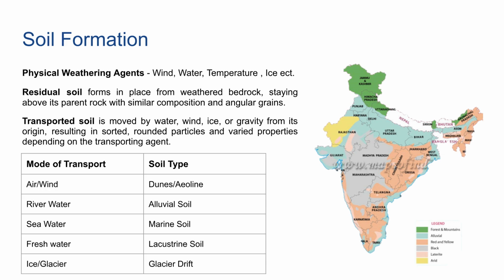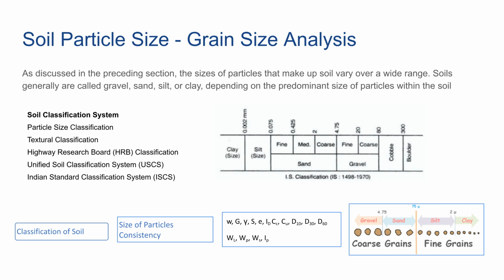Residual soil forms in place from the bedrock, while transported soil is moved by agents like wind or water. The mode of transport influences the soil type, such as air or wind creating dunes or aeolian soil. Soils are generally classified as gravel, sand, silt, or clay based on particle size.